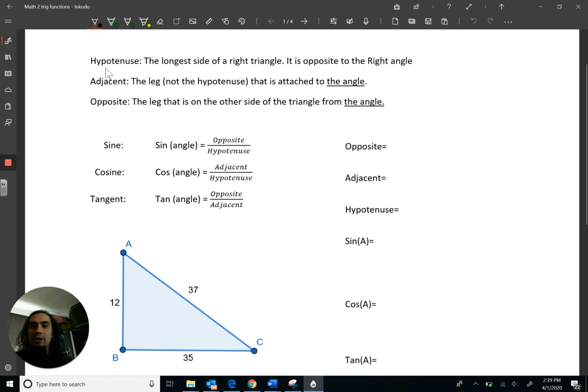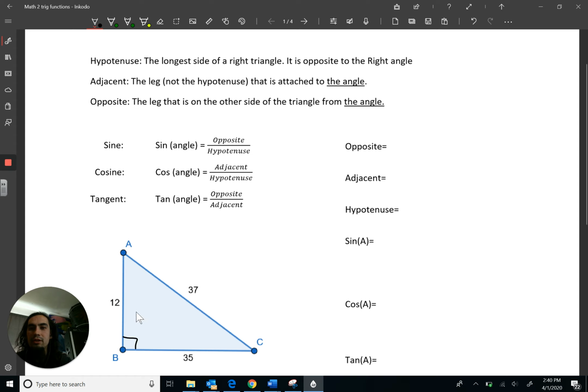Here are the definitions right at the top. We have hypotenuse, adjacent, and opposite. You'll notice that these are the 3, and of course sine, cosine, and tangent, which we'll talk about right now. The hypotenuse, as most of you should know, is the longest side of the right triangle. So the longest side, this one, that's the hypotenuse. And it's opposite to the right angle. So we can see right here, this is where your right angle is.